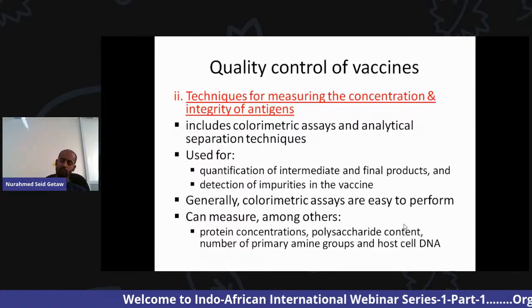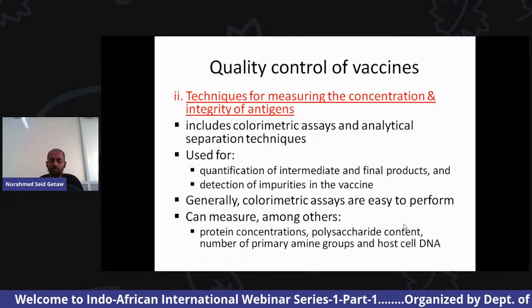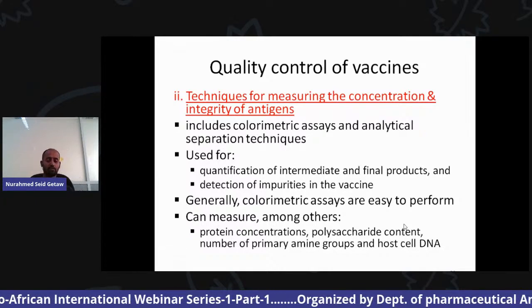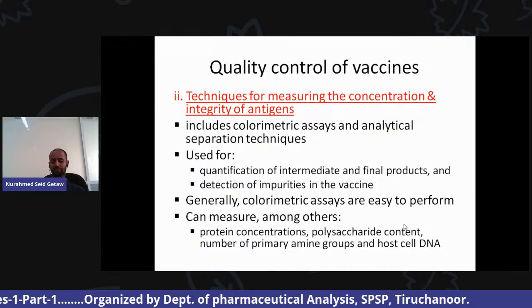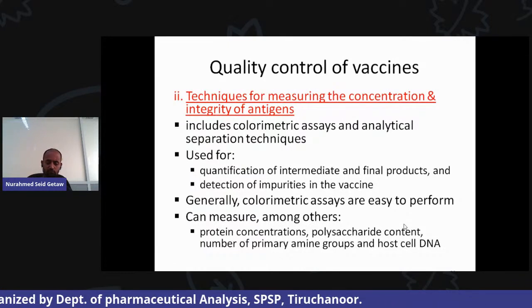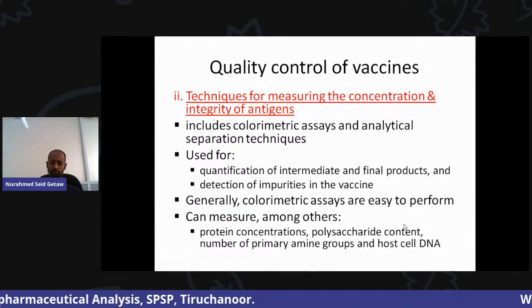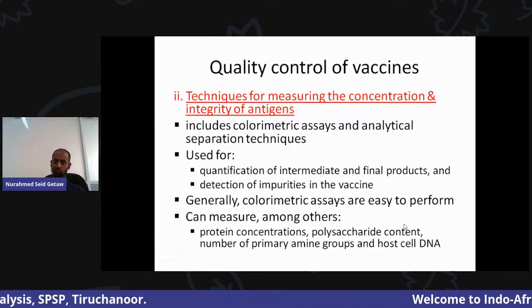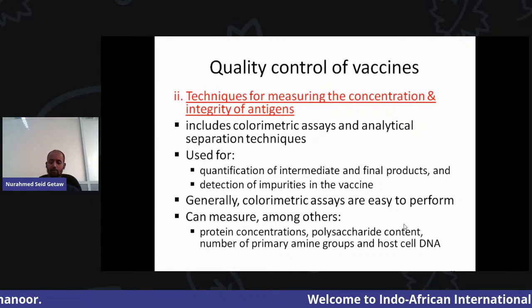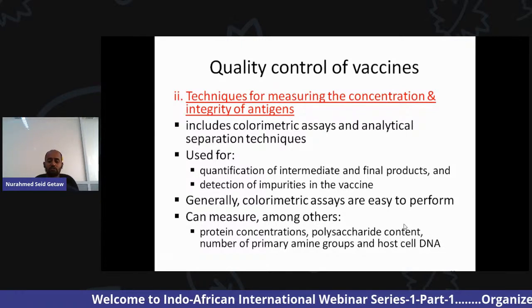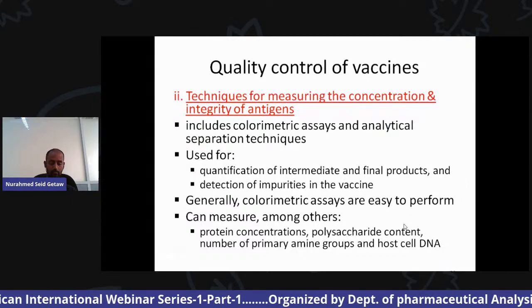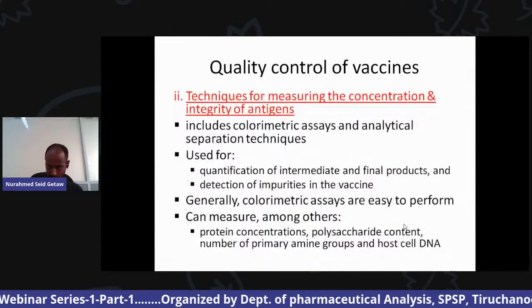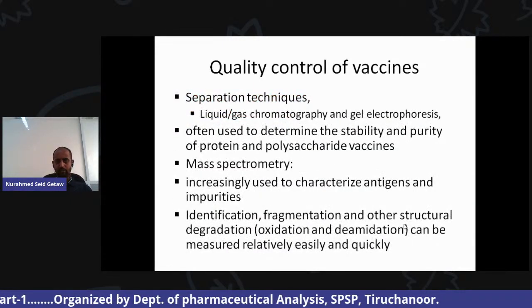So colorimetric or spectroscopic techniques are generally easy to perform. That's one big advantage. And they can measure, among others, these features of vaccines: protein concentration, polysaccharide content, number of primary amine groups, and cell DNA can be effectively determined using these techniques. By the techniques, I mean colorimetric and separation techniques.